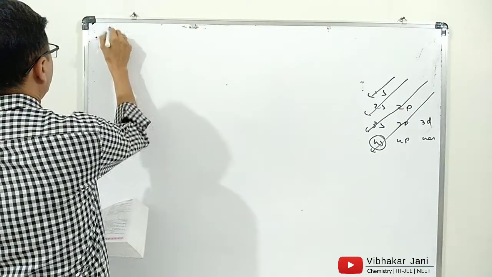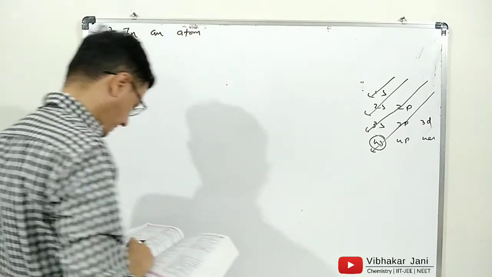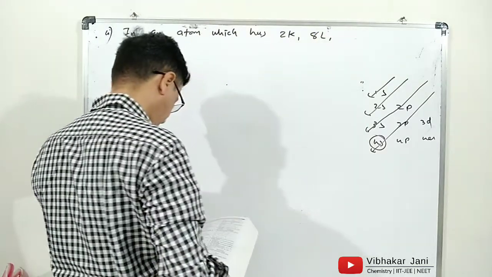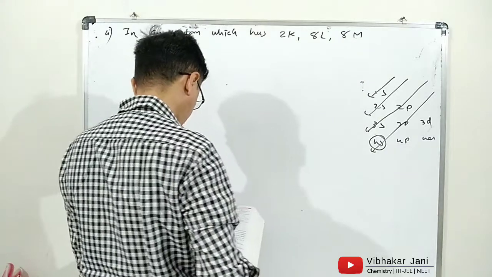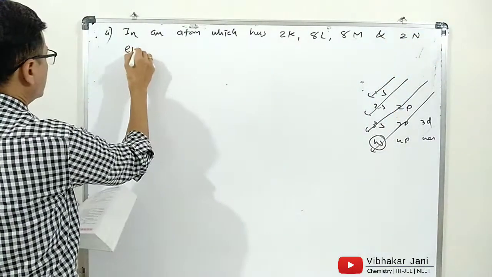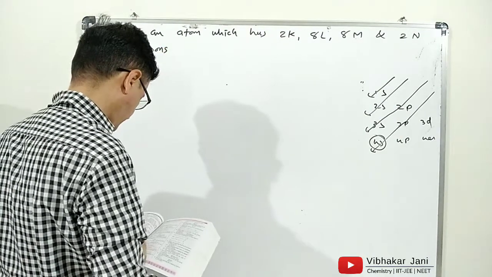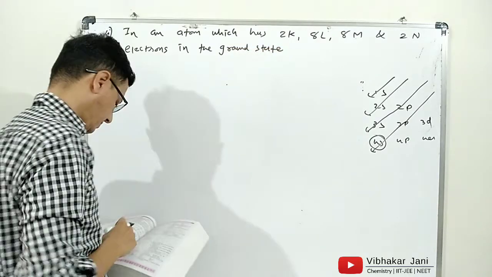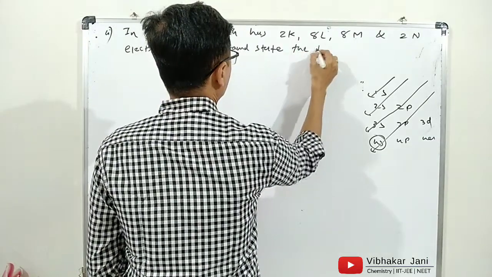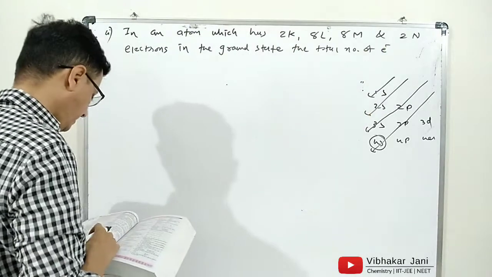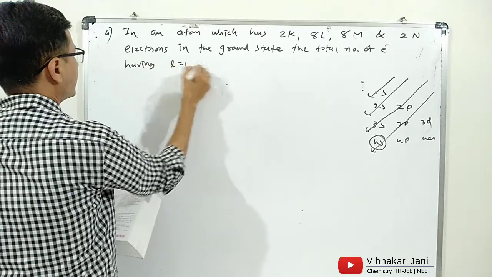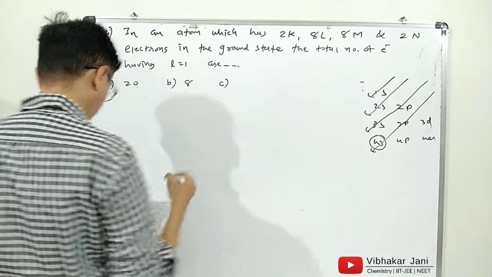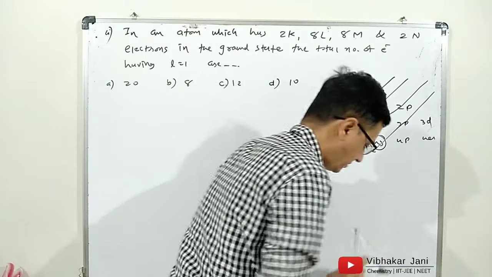In an atom which has 2K, 8L, 8M and 2N electrons in the ground state, the total number of electrons having l equal to 1 are? And the options are 20, 8, 12 and 10. Now this is the question.